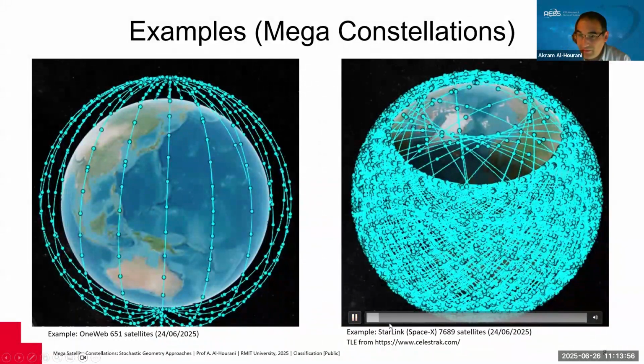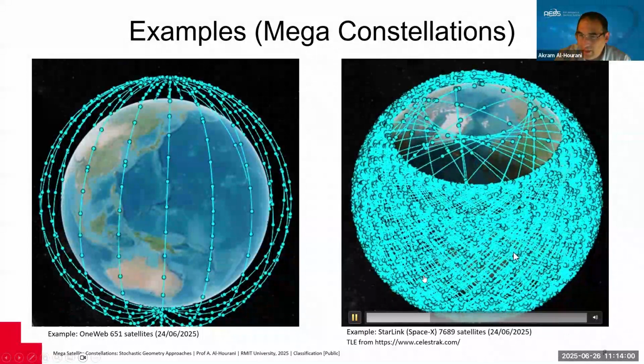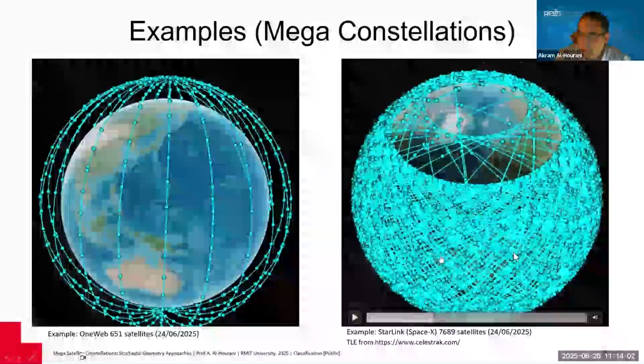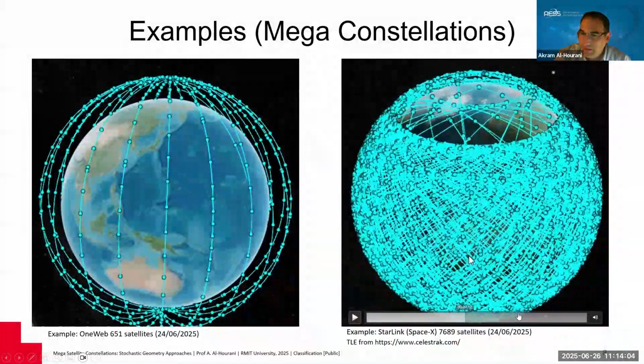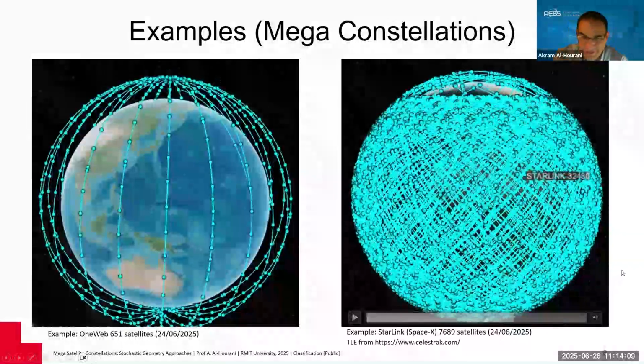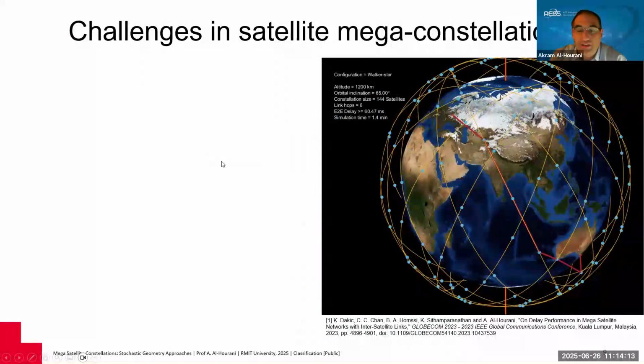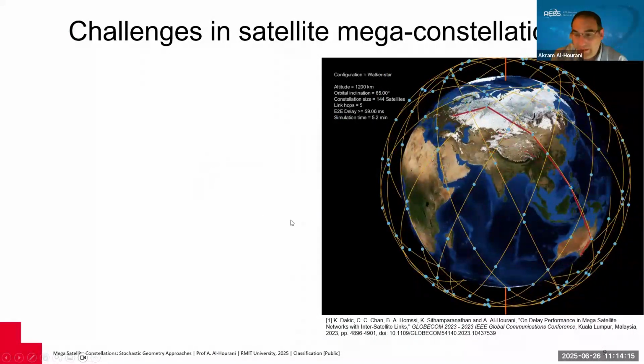Now, look at this constellation and have a look at these satellites. It looks a bit random, right? I will come back to this concept of randomness. The other thing is that after I simulated this, my computer crashed because it's a very heavy number of satellites. Now, let's look at the challenges in this mega satellite constellation.